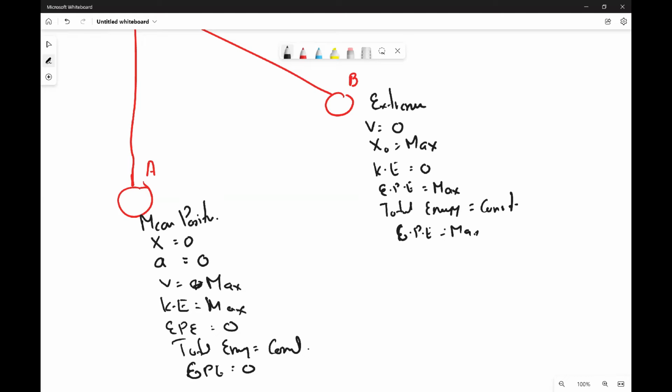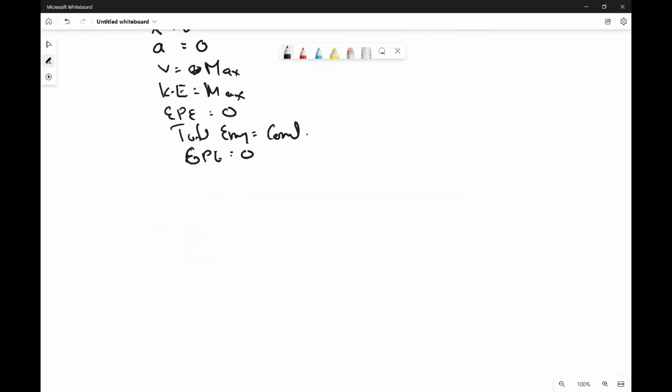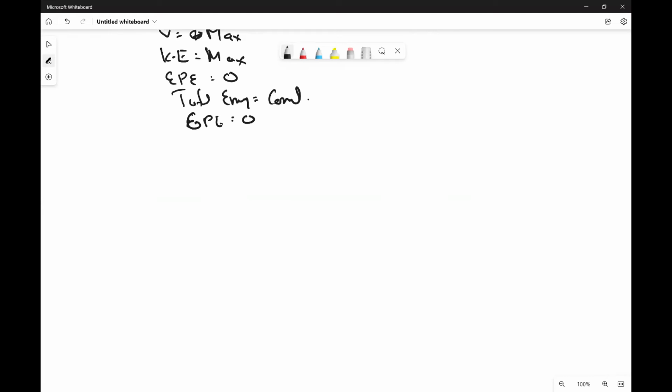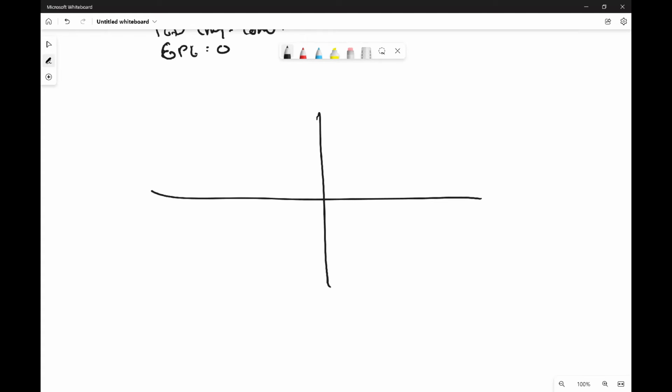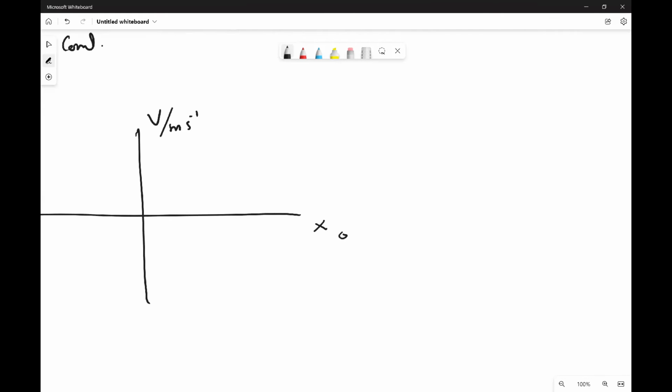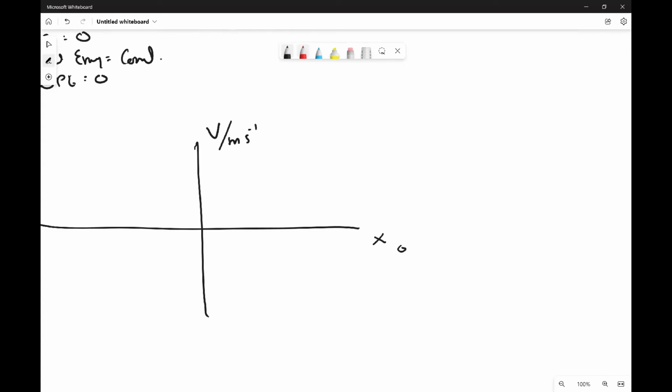All right. So let's understand the same concept through a graph as well. Let's say we try to draw a graph of velocity against displacement. So this is v in meters per second, and displacement. This is where the displacement is maximum. Let's say the pendulum starts from the extreme position. What did we say at the extreme position? The velocity is 0. Sorry, mean position. Velocity is 0 at mean, right?